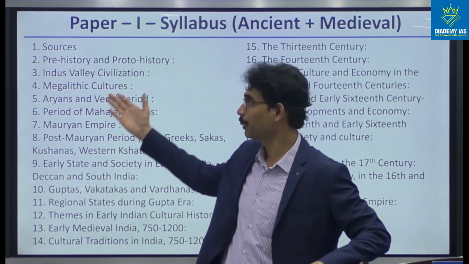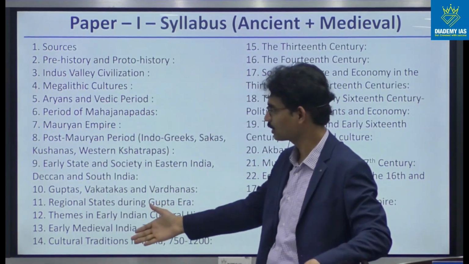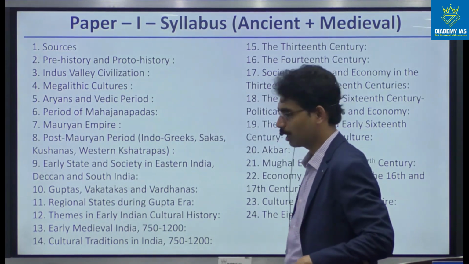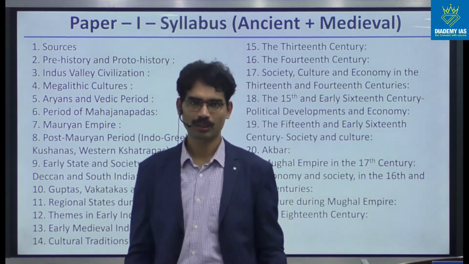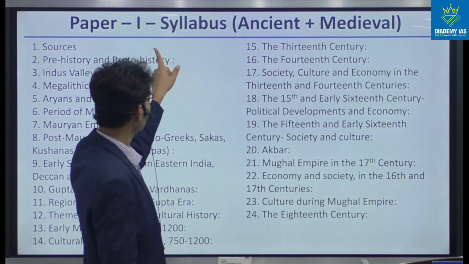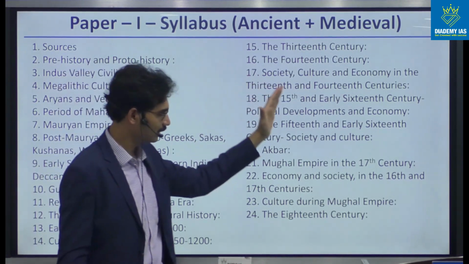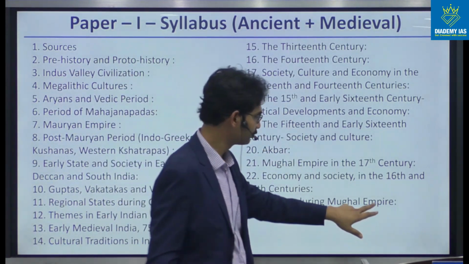This is the syllabus. Paper 1 syllabus is given like this. 14 units this side and another up to 24. These are all paper 1 only. In paper 1, ancient plus medieval. This section talks about ancient. This section talks about medieval.